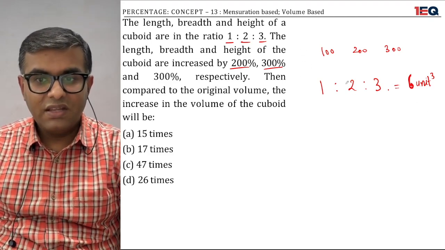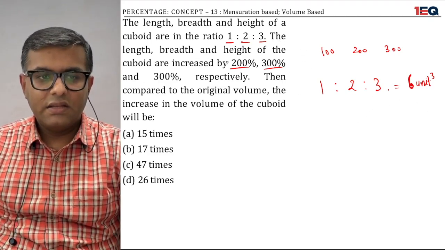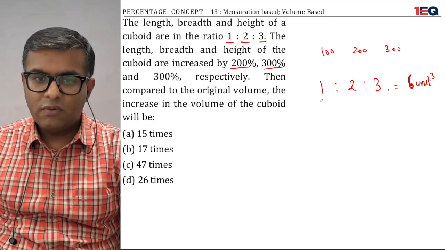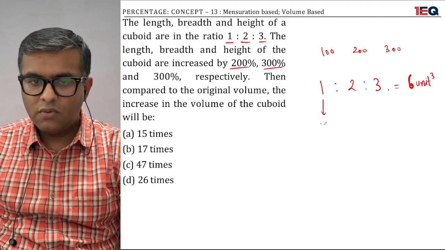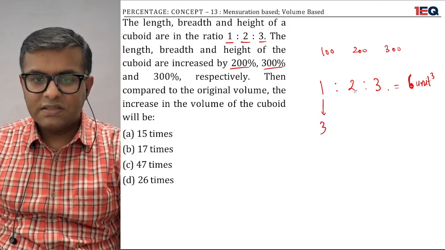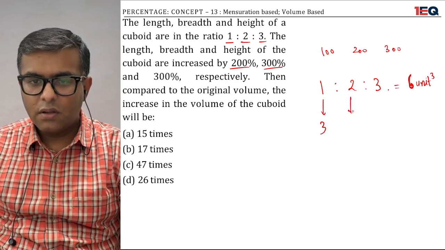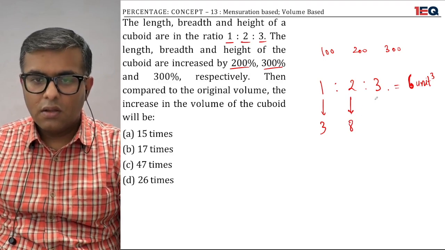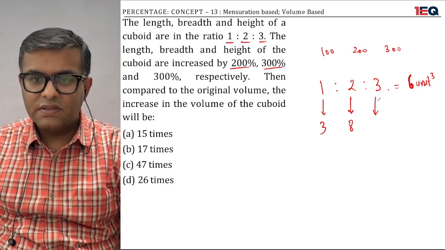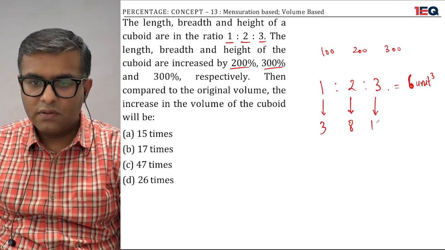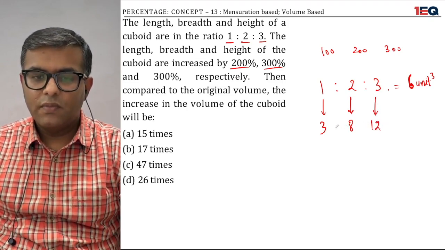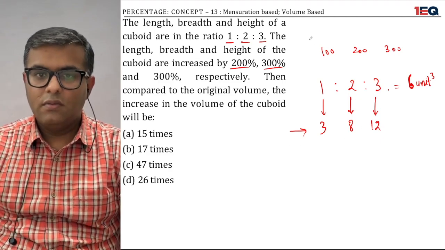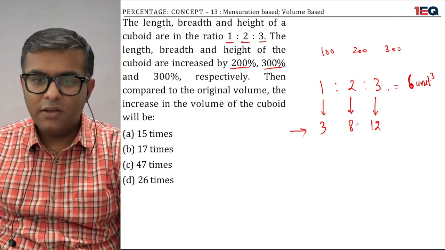Now I'll be focusing on the increase. The length increases by 200. 200% means twice of it was added into it. So this came down to 3. 300 means thrice of this was added into it. Thrice of this is 6. 6 plus 2 is 8. And thrice of this, 3 3s are 9. 9 plus 3, 12 was added into it. So these are the new dimensions of the cuboid. These are the old dimensions, these are the new dimensions.